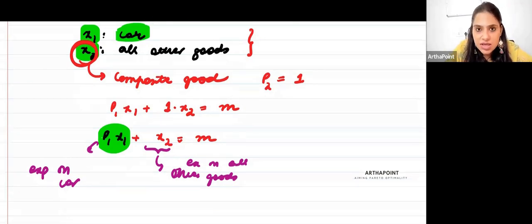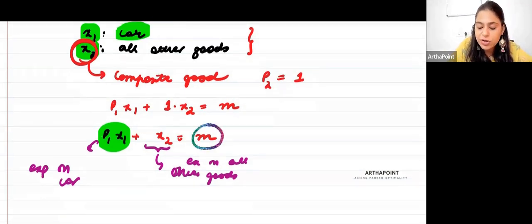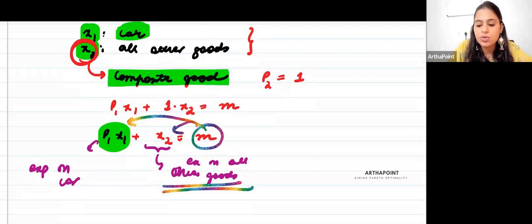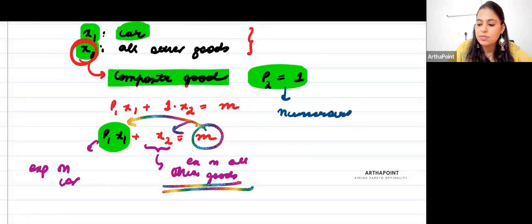So I then am saying that either you spend some part of your income on car, and you spend your other part of income on all other goods. Other goods can be wheat, rice, jute, etc., etc. All other goods are represented by X2. So X2 becomes a composite good. The price of composite good is kept at 1, and this right here is called numeraire price. When you keep the price at 1, it's called the numeraire price.